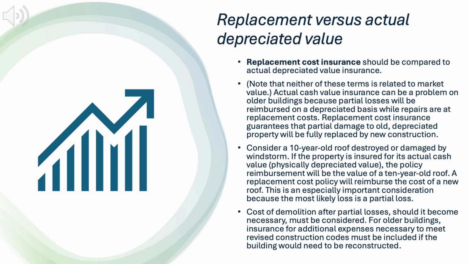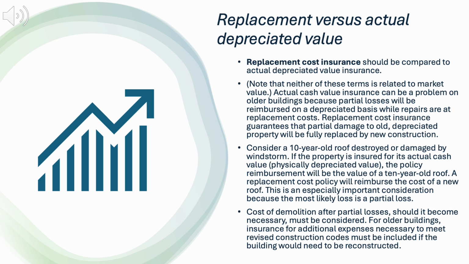Replacement versus actual depreciated value. Replacement cost insurance should be compared to actual depreciated value insurance. Note that neither of these terms is related to market value. Actual cash value insurance can be a problem on older buildings because partial losses will be reimbursed on a depreciated basis while repairs are at replacement costs. Replacement cost insurance guarantees that partial damage to old, depreciated property will be fully replaced by new construction.